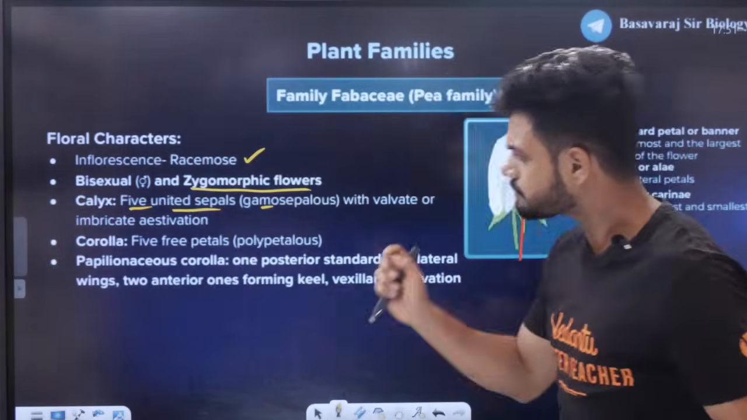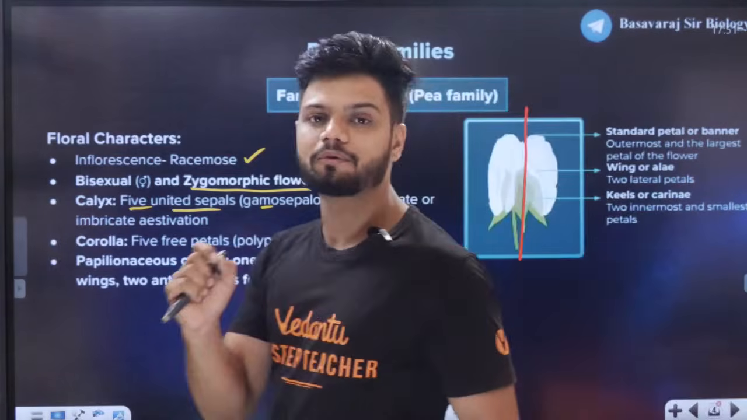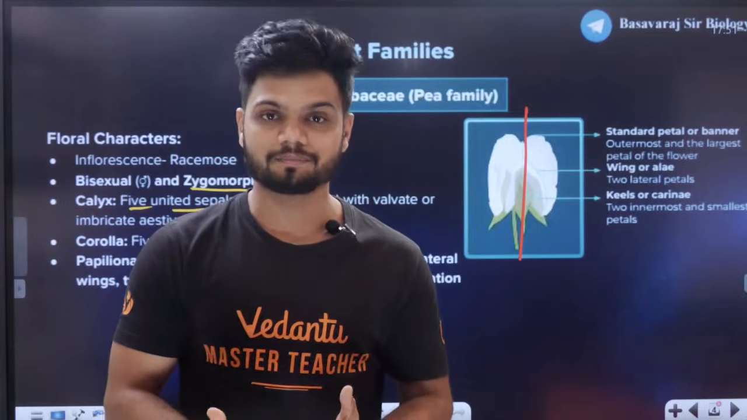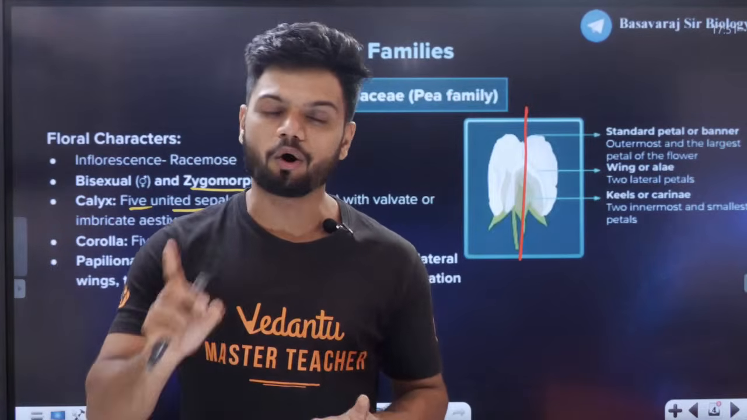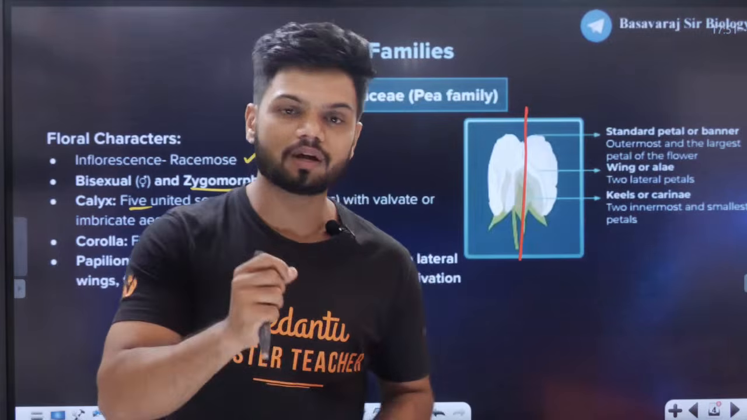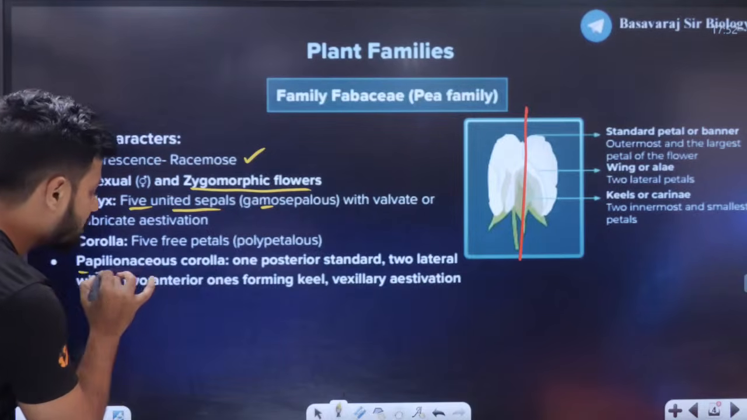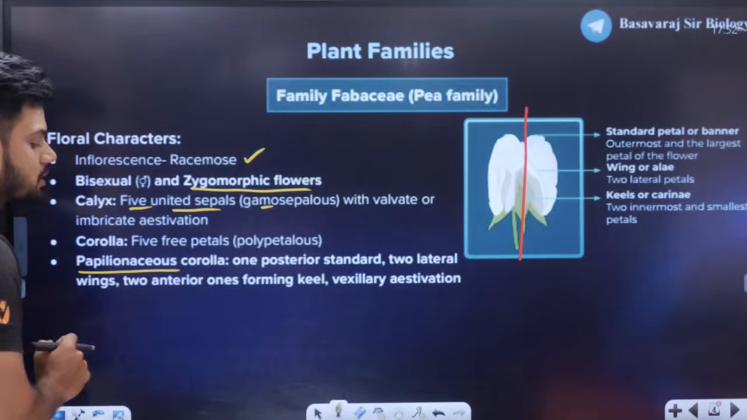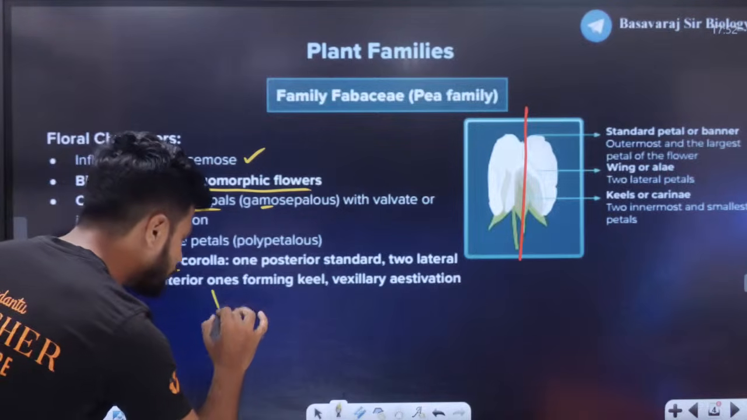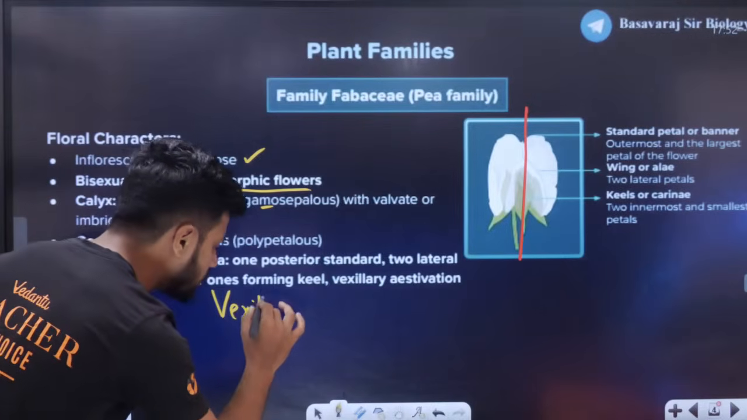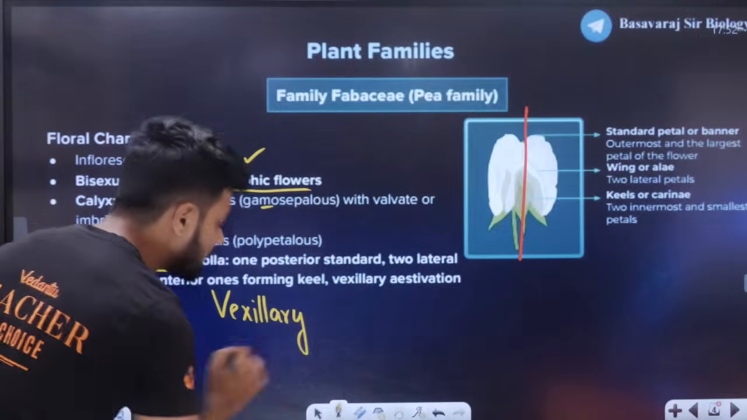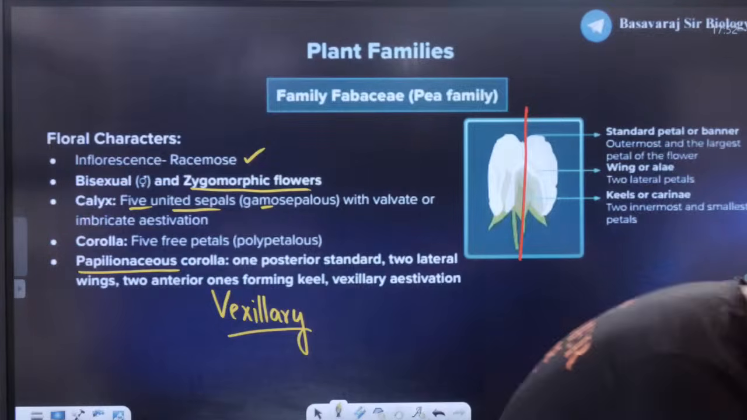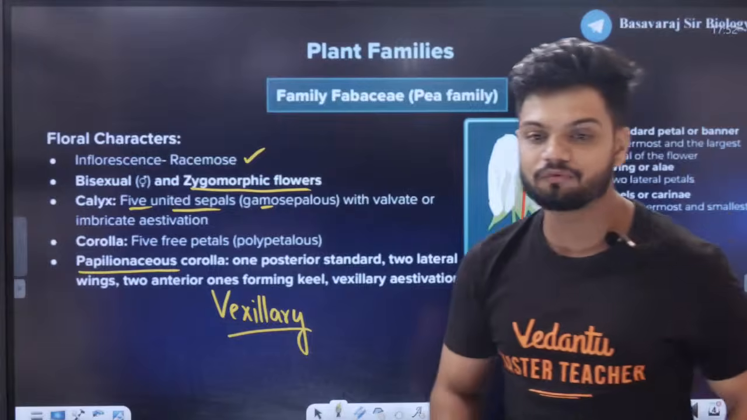Now here, one more point which I want everyone to remember. Here is the corolla. Very special corolla, students, and all of you also know this. It is called papilionaceous corolla. The other name for papilionaceous corolla is vexillary estivation. How many of you remember? Raise your hands. How many of you remember vexillary estivation?